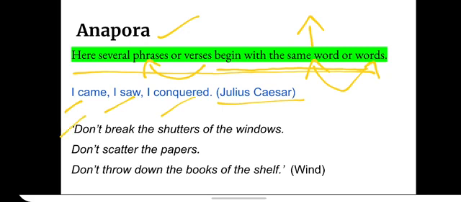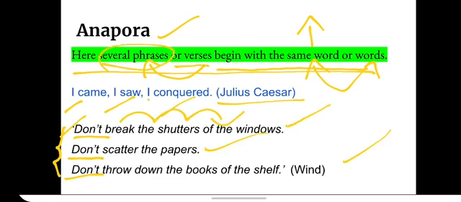And then here from the very poem called Wind of class 9: don't break the shutter of the windows, don't scatter the paper, don't throw down the books off the shelf. So we see the repetition of the phrase, the word don't, which is a phrase, right? And we have just one word repeating again and again, but not in one row, right? If it is repeating just after a few words, then we call it alliteration. But here it is repeating after several phrases or words. So these are words and this can be a phrase. Okay, phrase means more than one word.